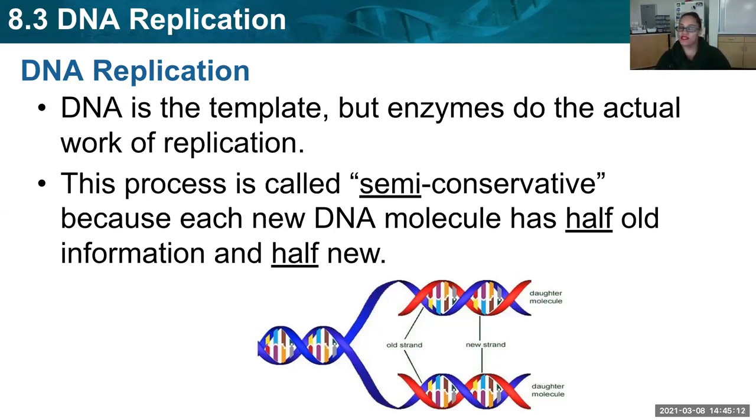And this process is called semi-conservative. Remember when we talked about semi-permeable, semi means part or half. We call this semi-conservative because each new DNA molecule has half old information and half new information. It saves our cells valuable energy not to have to recopy full DNA strands every time. We only have to copy half of it.